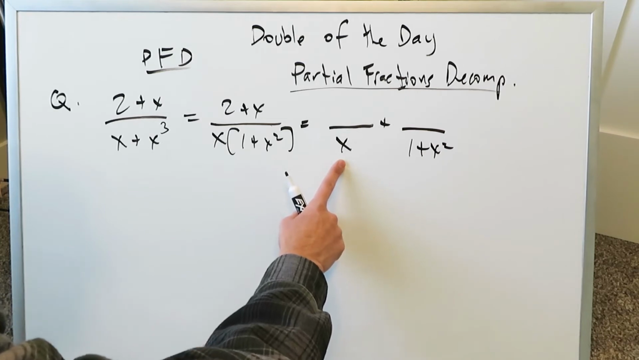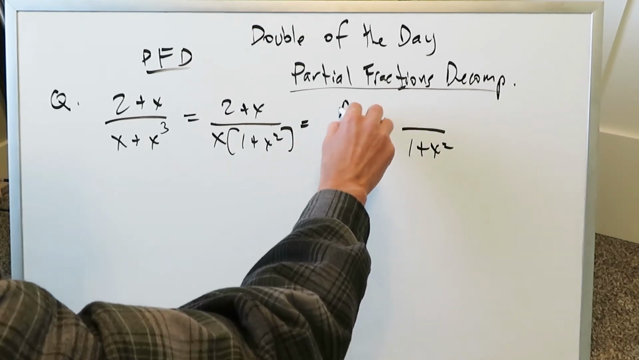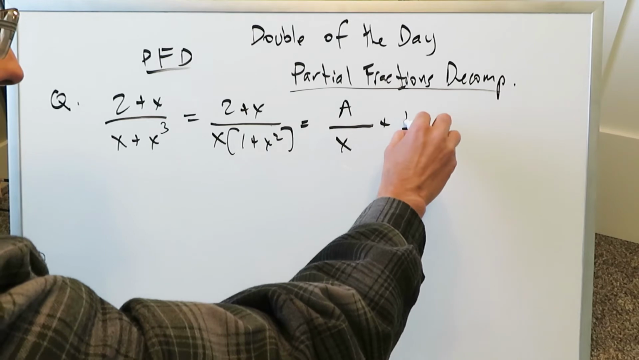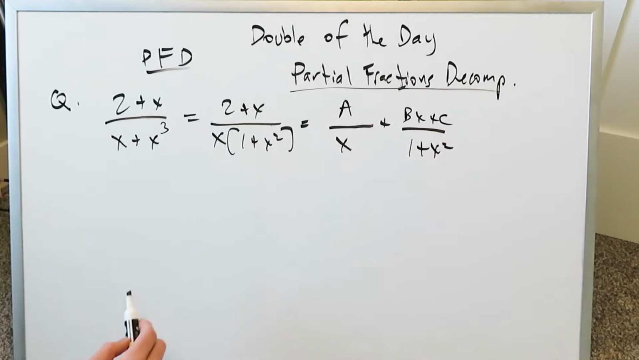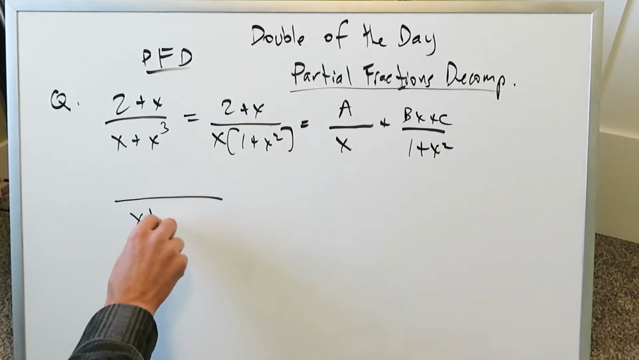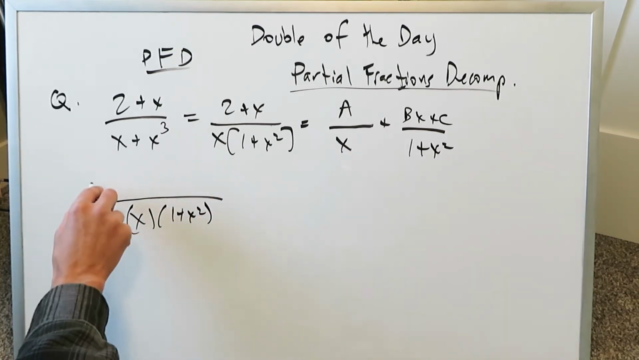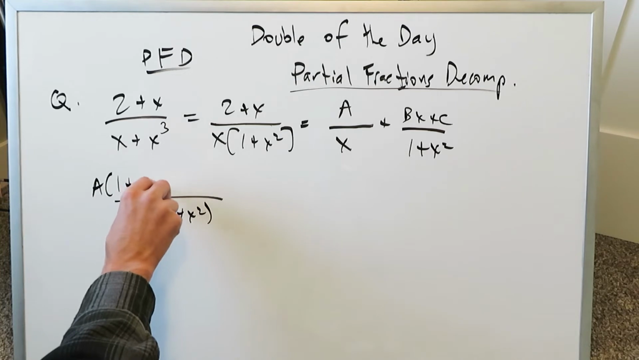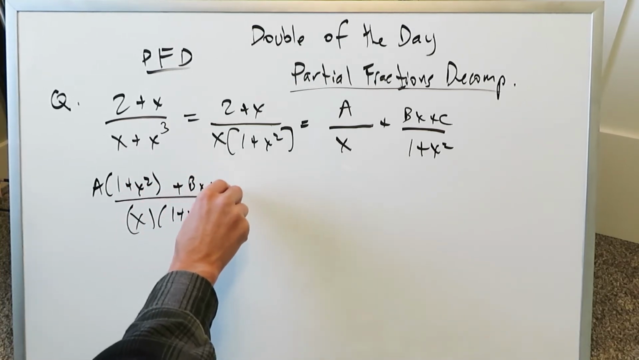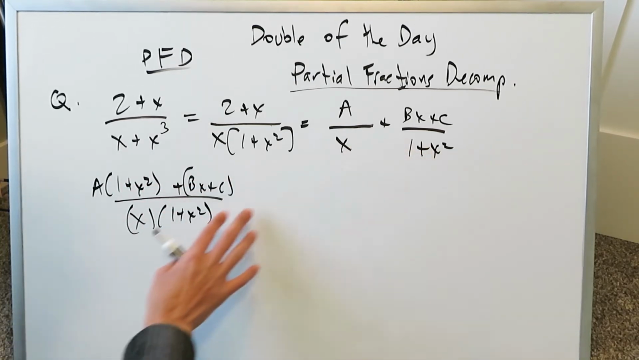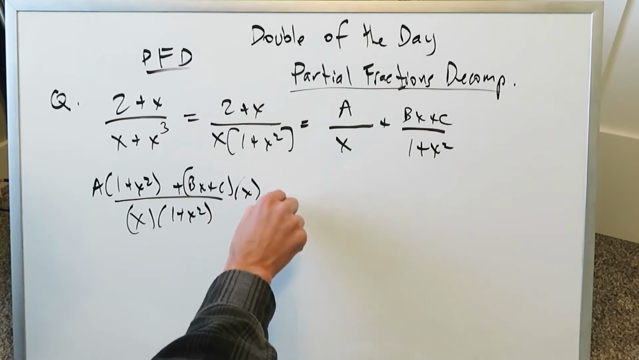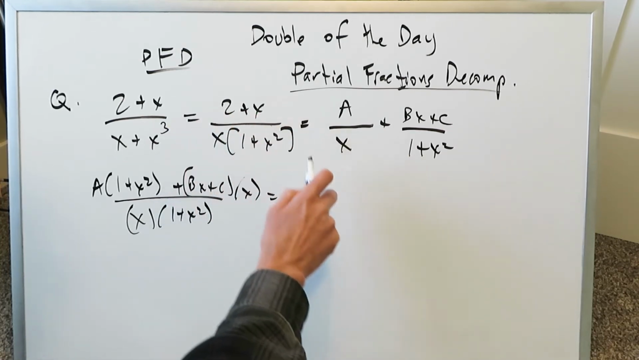Over this simple reduced linear factor, you put a. Over this irreducible linear factor, you put a bx plus c. And now you do your common denominator, x times 1 plus x squared. This goes in that 1 plus x squared times, right? 1 plus x squared. Bx plus c will go with regards to its denominator in this variable x times. And you know all of this will equal to what you have right here.